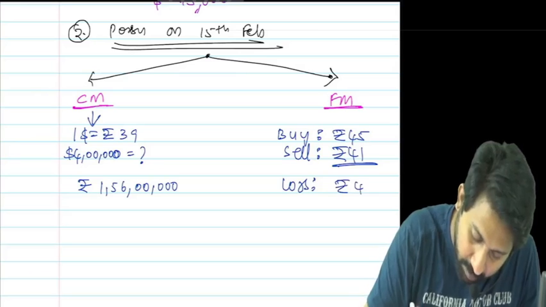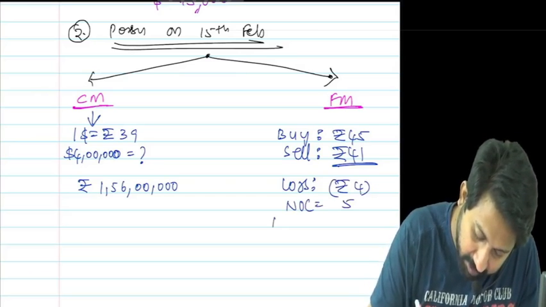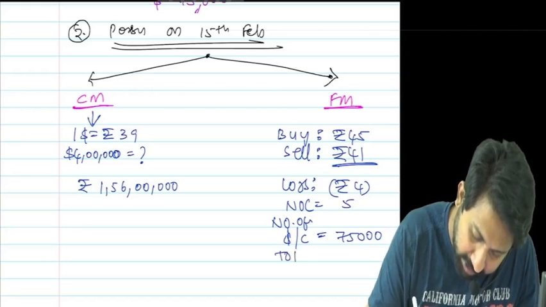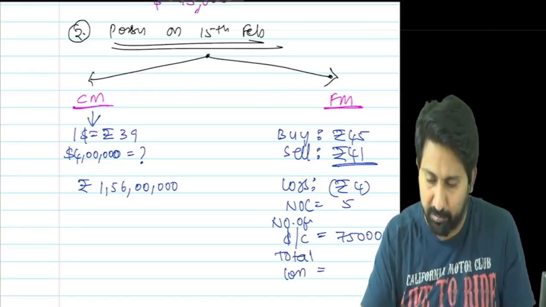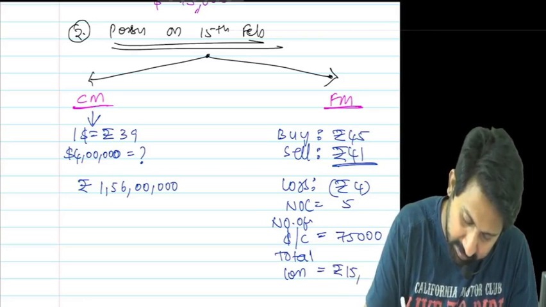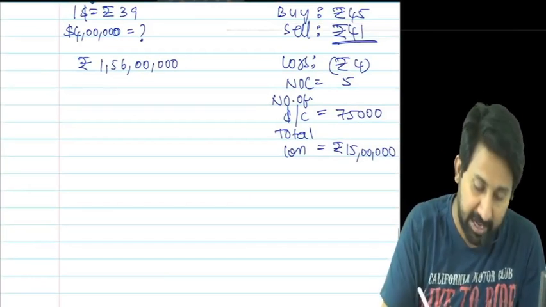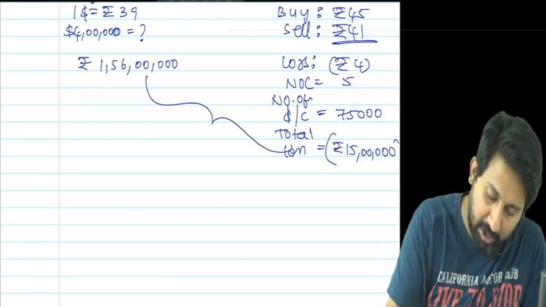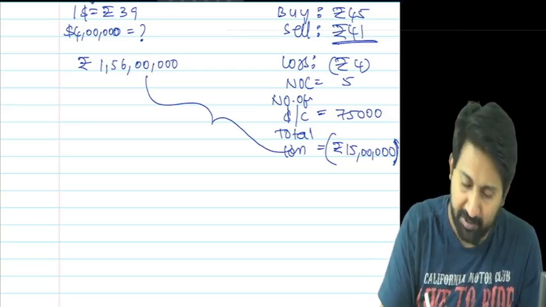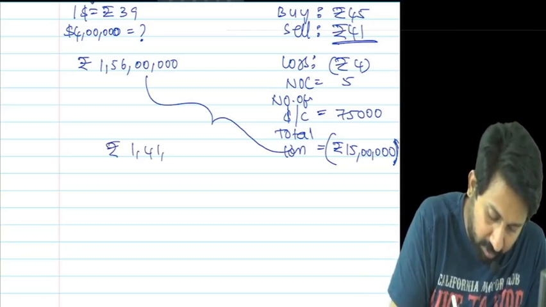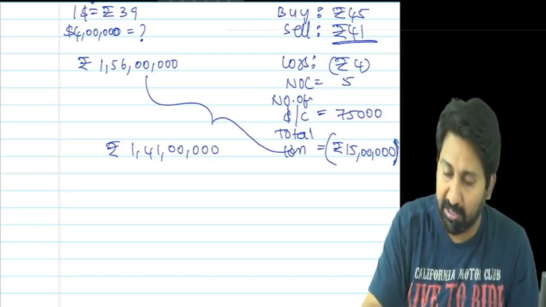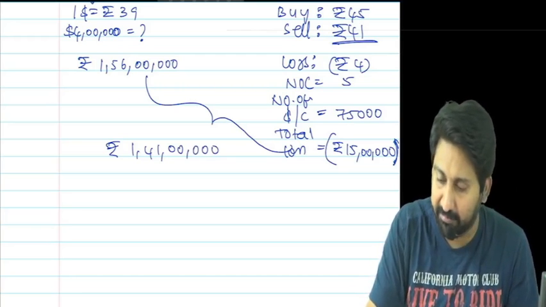How much? 4. Number of contracts? 5. Number of dollars per contract? 75,000. So what is the total loss? 75,000 into 5 into 4, rupees 15 lakhs. So how much is the net realization? This is the loss and this is the total outflow. So 1 crore 56 lakh minus 15 lakhs. So net what I will receive? Rupees 1 crore 41 lakhs. Means for 4 lakh dollars I have paid 1 crore 41 lakhs.